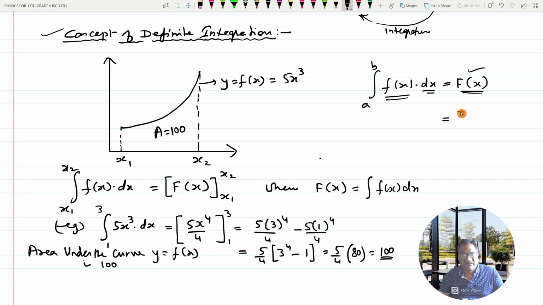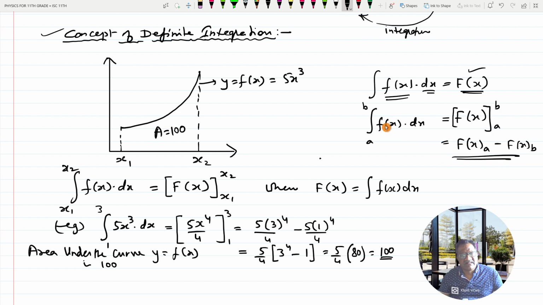So here you will get F of x. I'll remove this a and b for now. I'll write it again. If it is definite integration, definite integration means there will be some limits set, a to b. The integral of f of x dx will be equal to F of x from a to b, and this is calculated as F of x for b minus F of x for a. This is something known as definite integration. It is just an extension of indefinite integration.